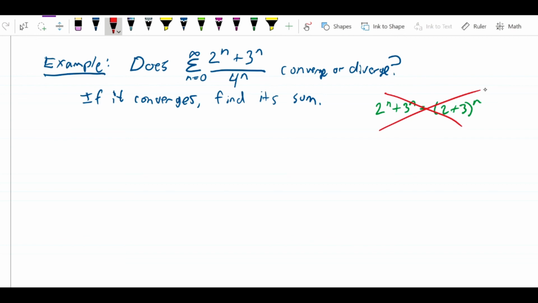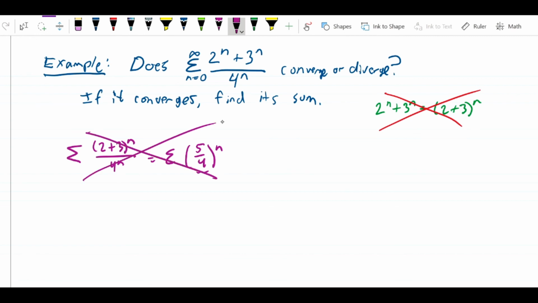So that's really the error here, because if you did that, you would conclude that what we were looking at was, I don't really want red there. This is more a purple situation. What we'd be looking at is 2 plus 3 to the n over 4 to the n, which is the sum of 5 over 4 to the n, and you'd say, well, wait a minute, if that's the common ratio, then it's outside of the range -1 to 1, so this series diverges. But this is not the correct way to do this.